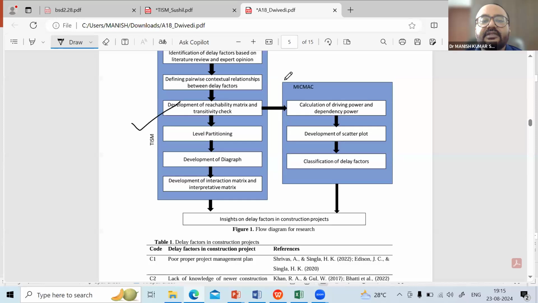Now, there is another analysis also. We call it MICMAC analysis. I'll also explain how to do MICMAC analysis.